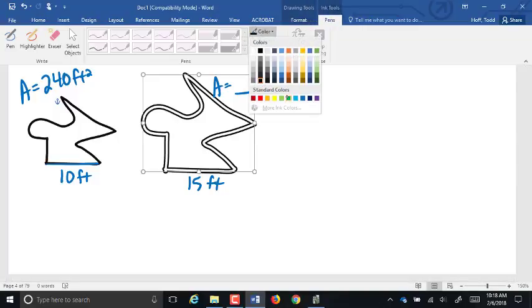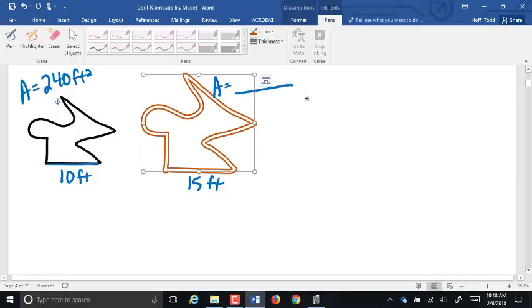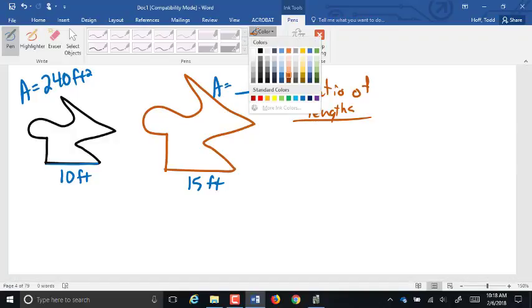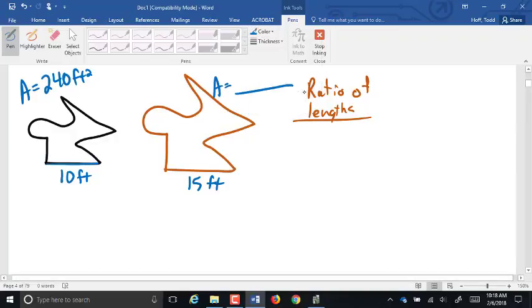Okay, so let's take a peek. We've got our ratio of lengths. So, gentlemen, what's our ratio of lengths? 10 to 15, or I'm going to reduce that to 2 to 3.